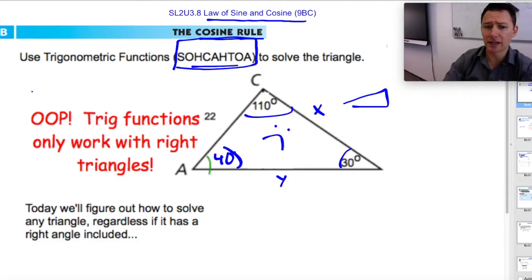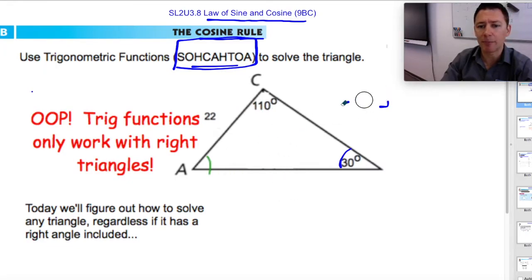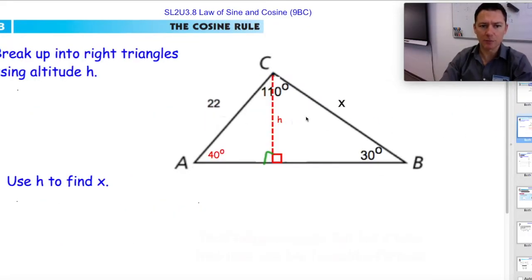We could do something like this. We could perhaps break this up into pieces. If we dropped an altitude from here to here, we could break this up into pieces and find all the bits. So that might look like this. Same triangle. I dropped an altitude. You could use the 40 to find the height. You could use the height to find x. You could use both of those values to find these sides. Might look like this, right?